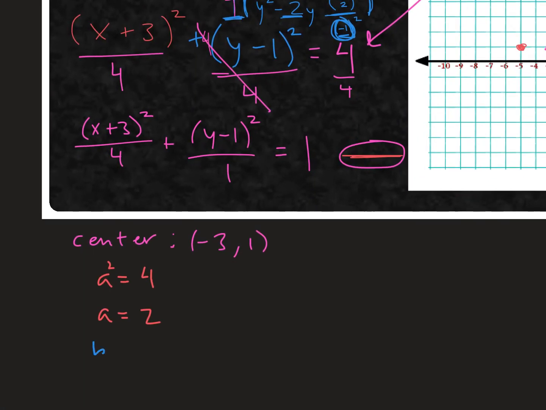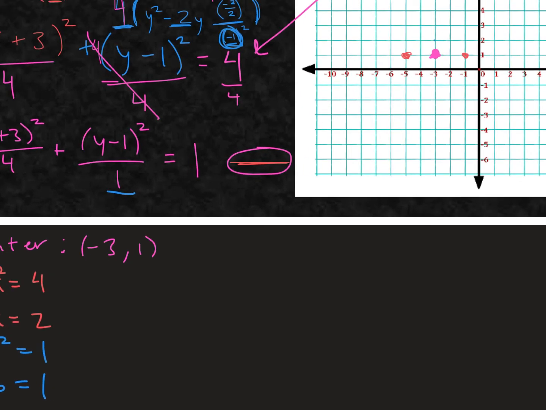Now let's find b. b squared is equal to 1. So then what's b equal to? 1. And b is the length from my center to the vertex on my minor axis. So I'm going to go up 1 from my center and down 1 from my center. So this is my ellipse.